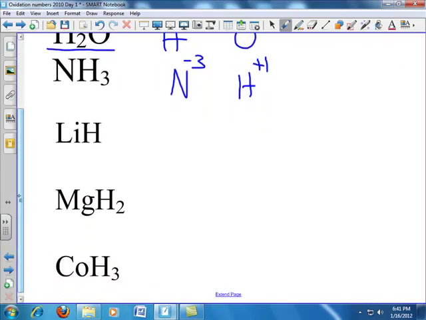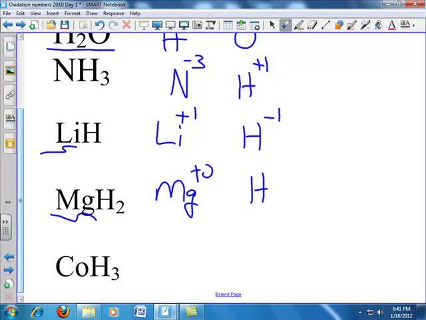But now, I get into Li and H. Li is a group 1 metal. It has to be plus 1. So hydrogen has to be minus 1. Magnesium is a metal, and it's plus 2. So this hydrogen has to be minus 1. Cobalt and hydrogen. Cobalt is a metal. So this is minus 1. This is plus 3. So that's the hydrogen exception.